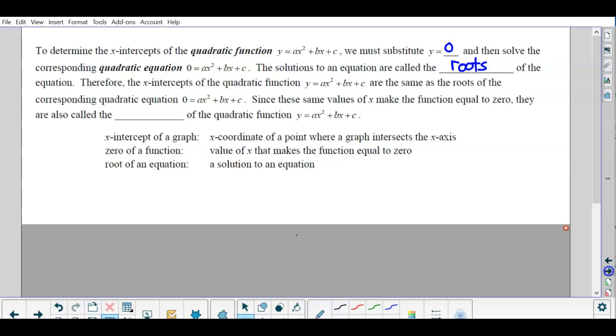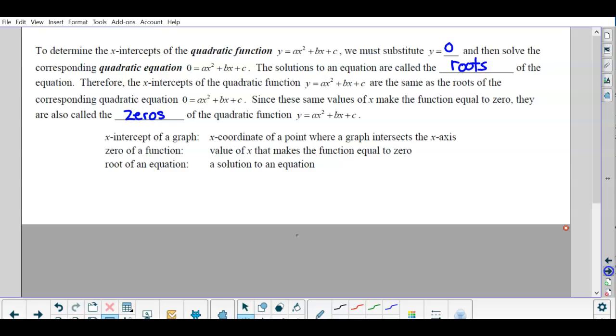Therefore, the x-intercepts of the quadratic function are the same as the roots of the corresponding quadratic equation. Since these same values of x make the function equal to 0, they are also called the zeros of the quadratic function. So we've talked about that, right? Zeros and x-intercepts are for functions. Okay, they're the same. The corresponding solutions or roots to the equation that has y equals 0, so the corresponding equation, are all the same value.